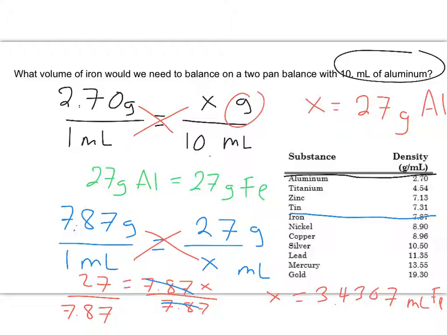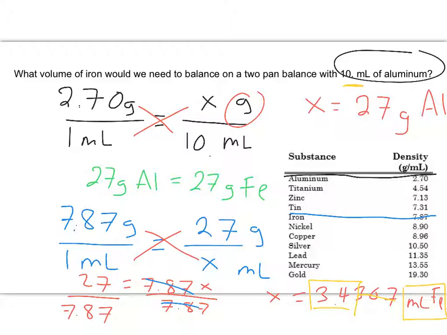Okay, and if we remember that the most number of sig figs that we had was 10 milliliters to start with, exactly 2 sig figs, we should round our final answer to 2 sig figs. So our final answer, rounded to these 2 digits, is just going to be 3.4 milliliters of iron.